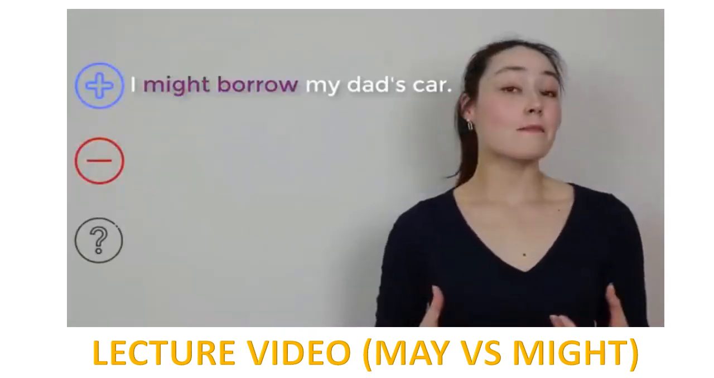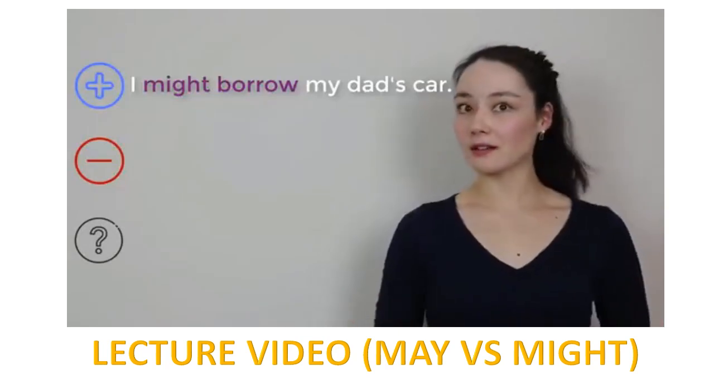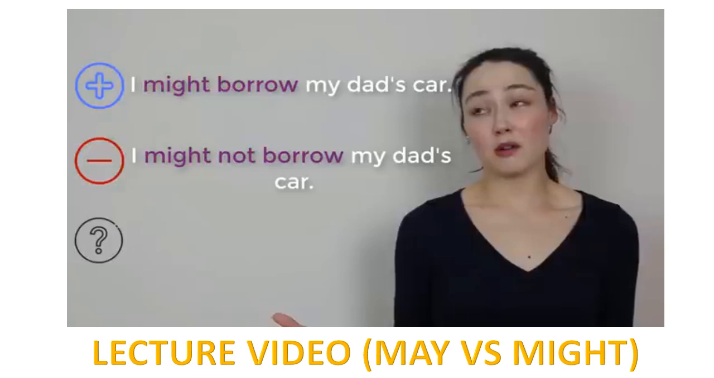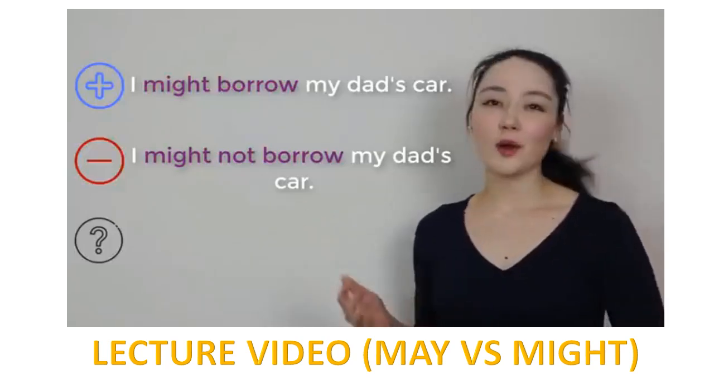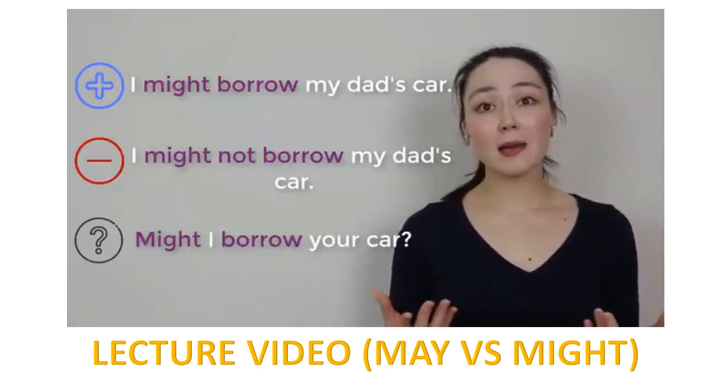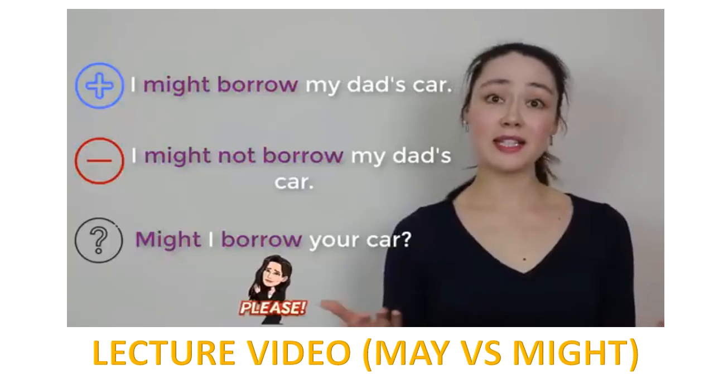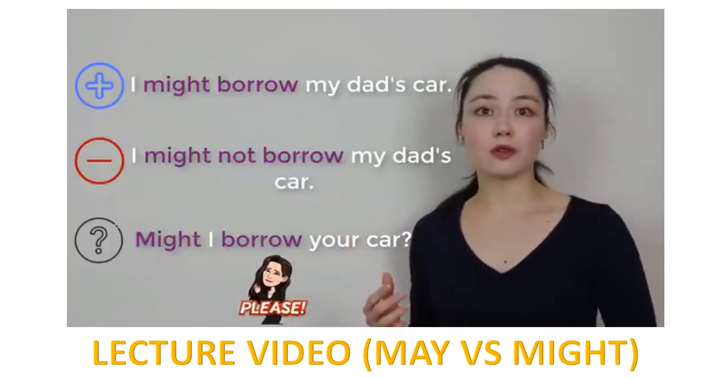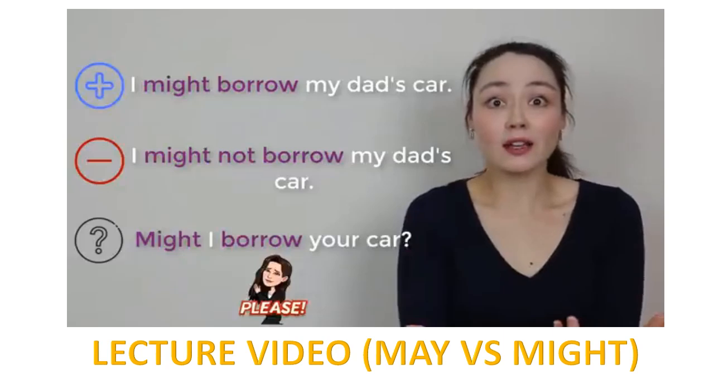Positive. I might borrow my dad's car. Negative. I might not borrow my dad's car. Question. Might I borrow your car, please? Okay, that's the grammatical structure. Let's keep going.